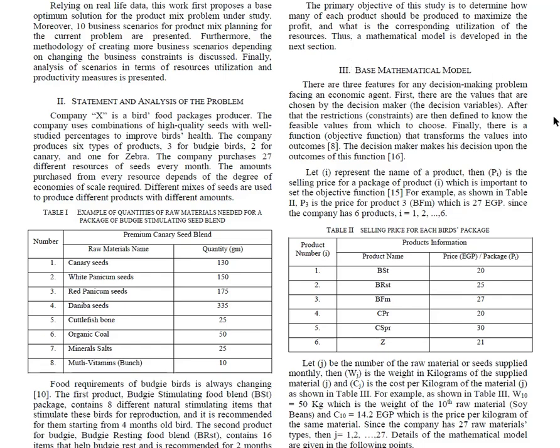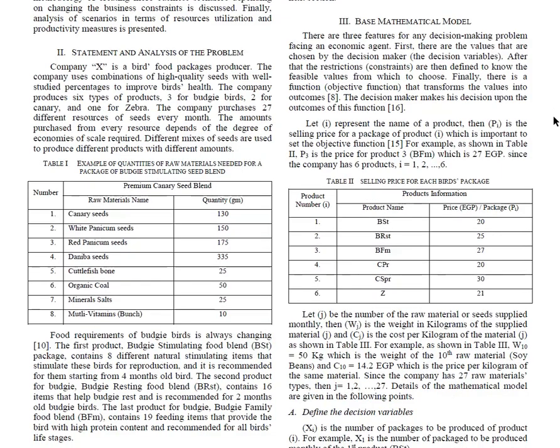Now we go to the mathematical modeling. Okay, we have here, let i represent the name of the product. So product 1 is when i equals 1, we are talking about product 1. Then P_i is the selling price for a package of product i. So P_1 is the price of product 1, or one package of product 1. The first package, product 1, is sold for 20 Egyptian pounds. The second type of product is sold for 25, and so on. Okay.